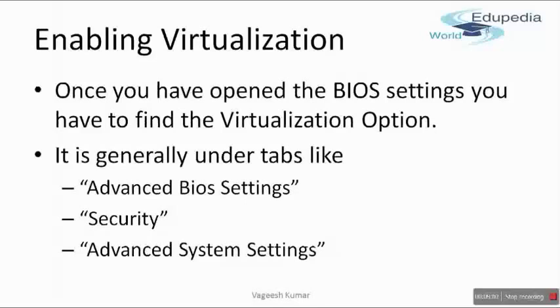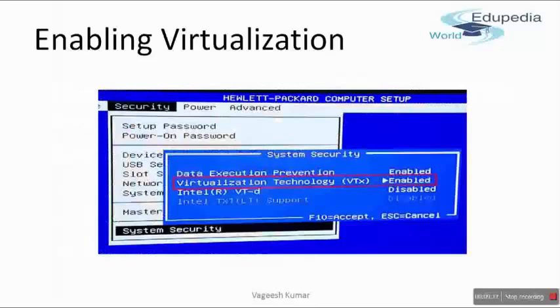Generally it is under the Advanced BIOS settings tab or under the Security tab that you will find the virtualization option. I have a few examples over here. In this particular case, the option is under the Security tab. When you navigate to the Security tab, you will find System Security settings, and in those settings you will have the Virtualization Technology VT-x option. It is right now highlighted over here, and it is enabled. You can either enable it or disable it.